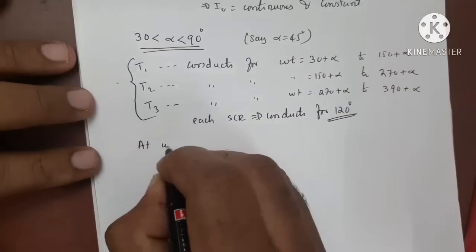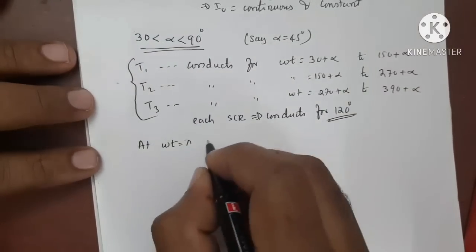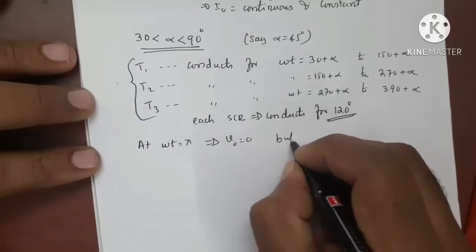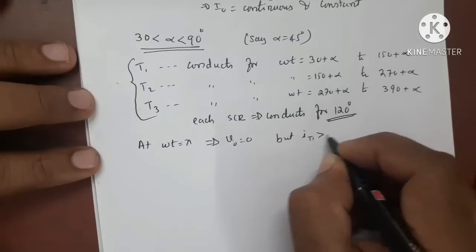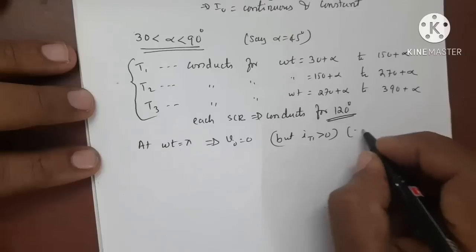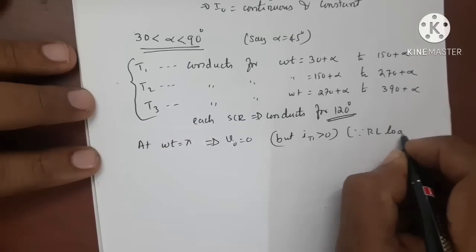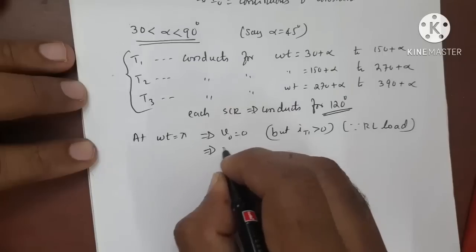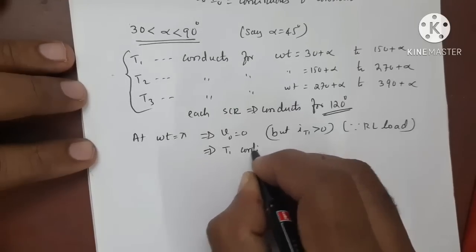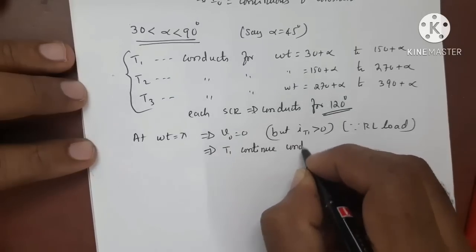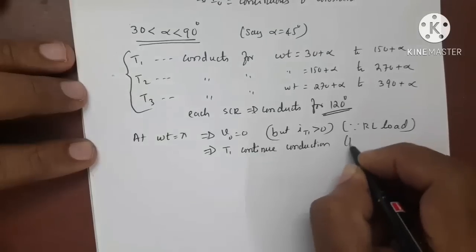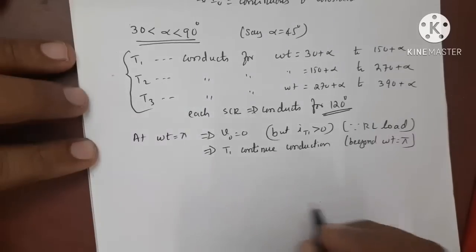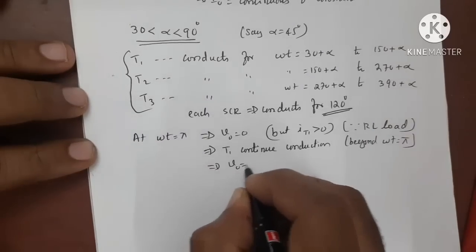At omega t equal to pi, what happens? The output voltage is 0. We have seen the waveform, but the current is not 0, it is greater than 0. Why? Since it is an RL load. That means T1 continues conduction beyond omega t equal to pi, unlike in the case of R load. So V0 is equal to VA till that point.